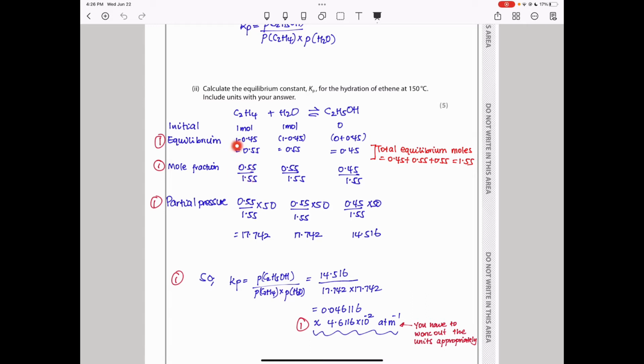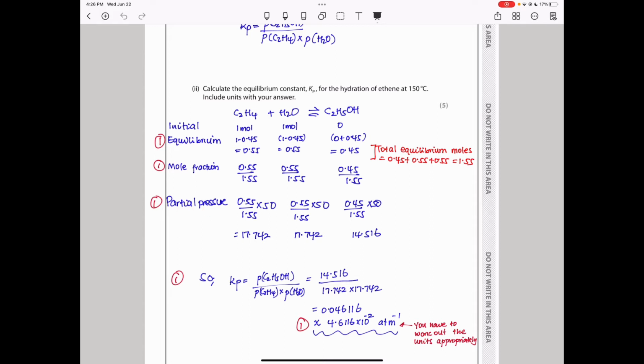The mole fraction is going to be the specific moles of that compound divided by the total moles. So for this one here, it's going to be 0.55 divided by 1.55, and this is 0.45 divided by 1.55. The reason I did not divide to give a decimal number is that I wanted to minimize the error carried forward, so I left them without getting the final decimal from the division.